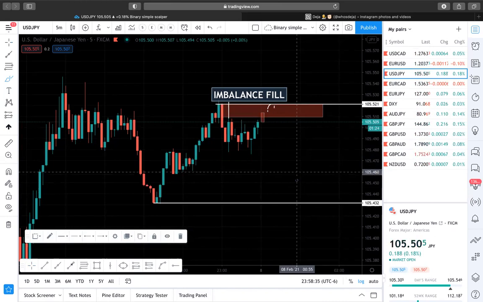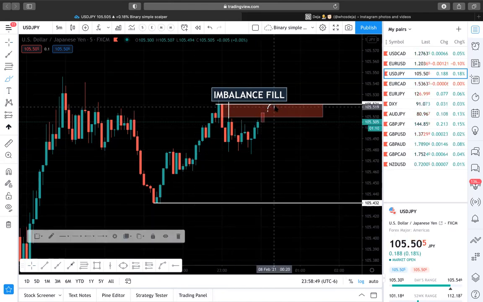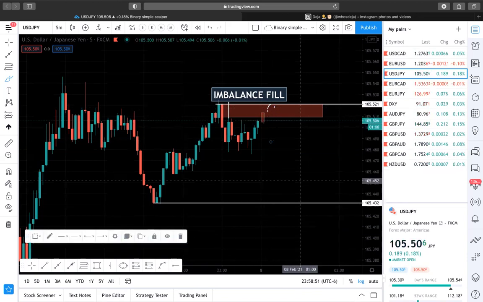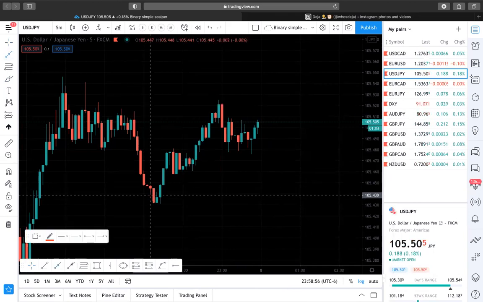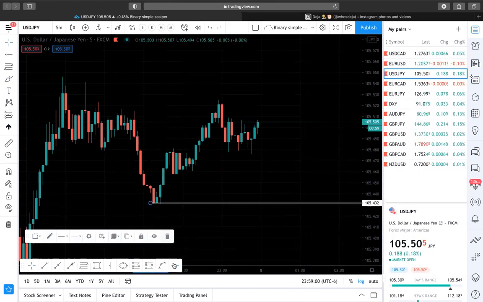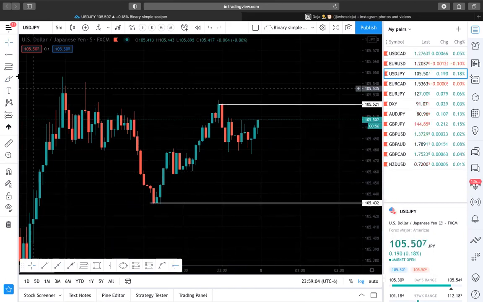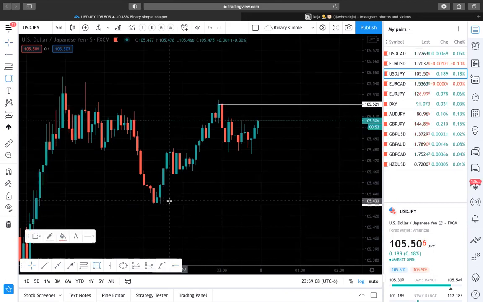So basically, what I'm waiting for, like I said, is for the imbalance to be filled. And on this side, it hasn't quite done it. It's not letting me delete any of these drawings for some reason. All right, whatever. We'll just do this. I had one here, had one here. So that's the reason that I would prefer something like this over something like this.